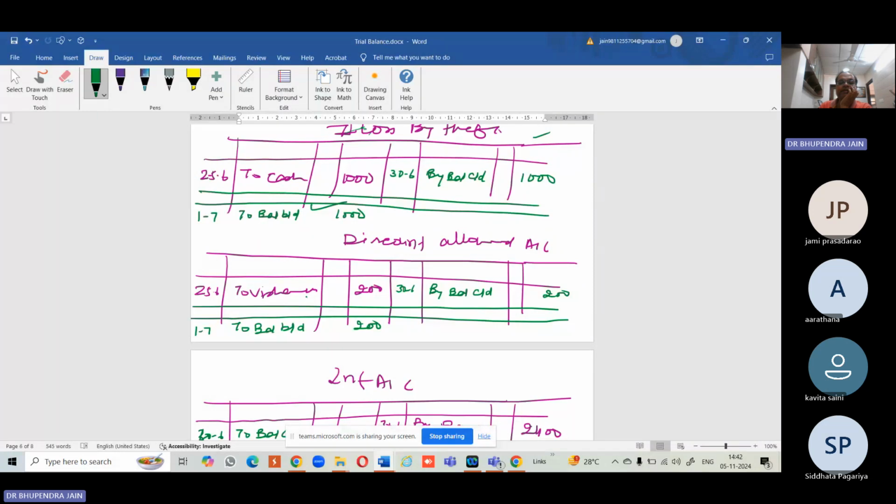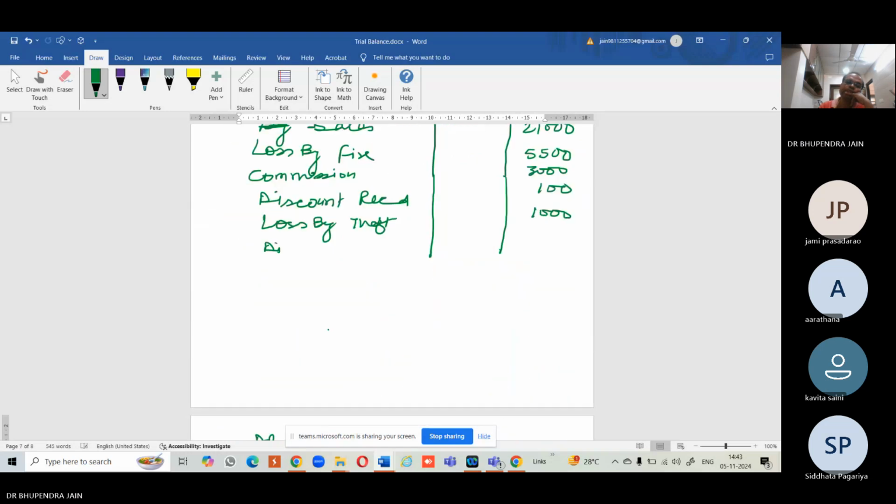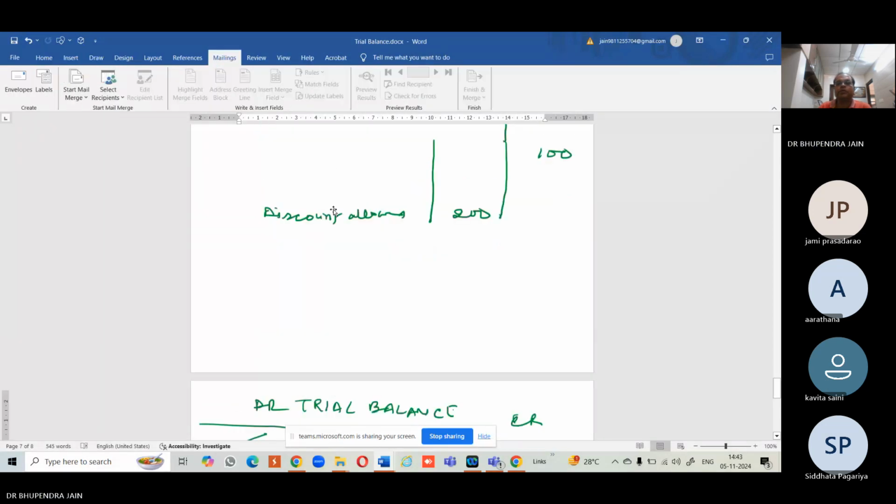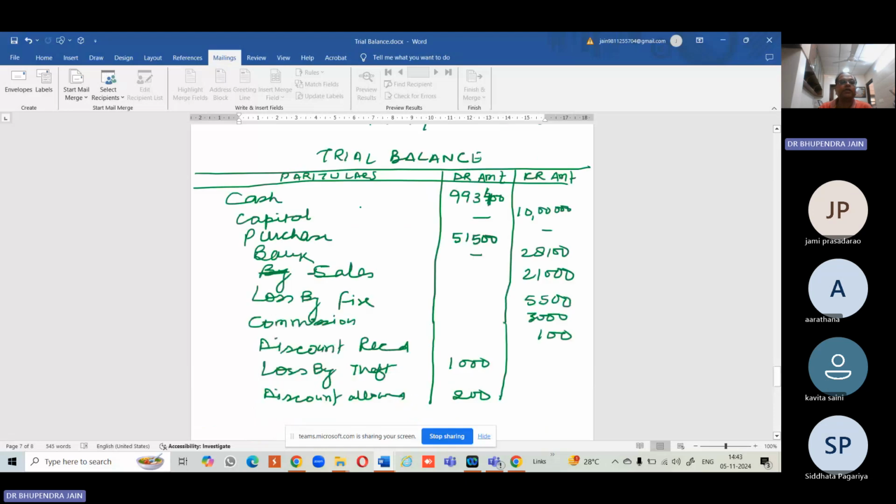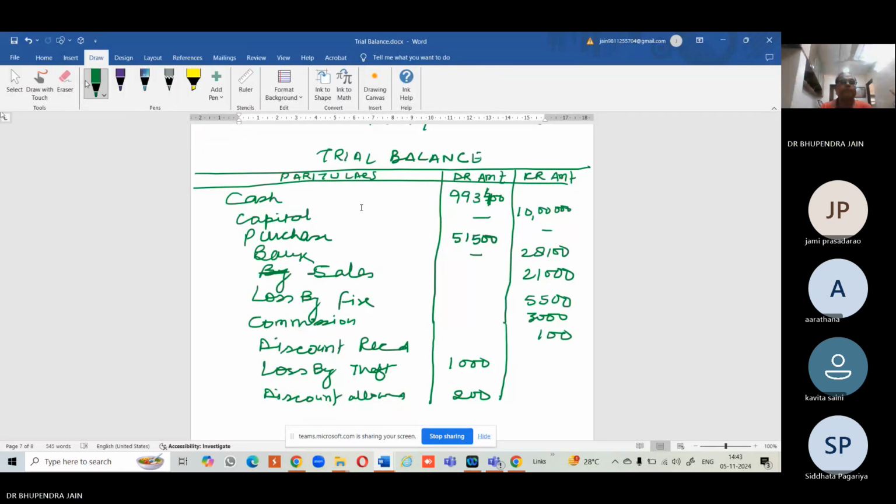After loss by theft, next is the discount allowed. Discount allowed is the expenses and the balance is debit. Discount allowed 200. Oh, sorry, but the left lane. This one, loss by theft is debit. Loss by theft is debit. Oh, loss by fire is also debit. Loss by fire is debit.